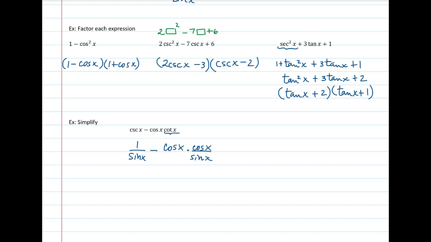Notice how both terms are being divided by sine of x, so we can put them under the same fraction. And notice how the numerator ends up being our Pythagorean identity again. We get 1 minus cosine squared of x is equal to sine squared of x by Pythagorean identity. All that is being divided by sine of x. And then, of course, sine of x gets simplified from top and bottom, leaving us with just sine of x.